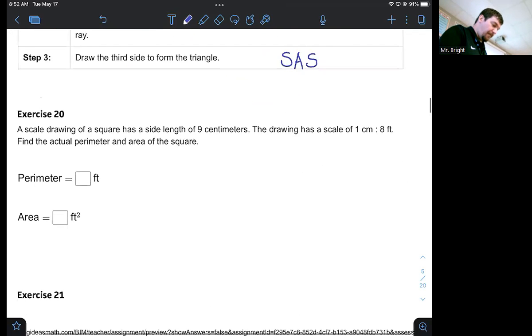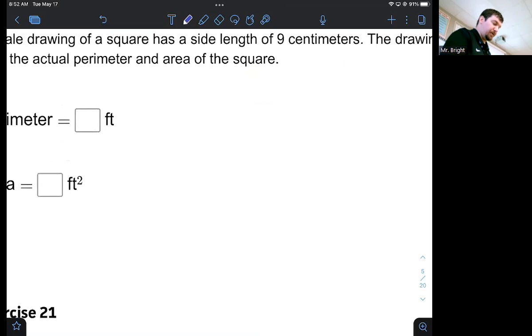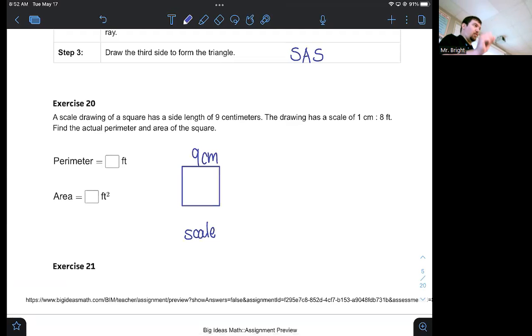All right, number 20. A scale drawing of a square has a side length of 9 centimeters. The drawing has a scale of 1 centimeter to 8 feet. Find the actual perimeter and the actual area of the square. Now, finding the perimeter and area of a square is pretty simple, but we are not finding the perimeter and area of this square. That's the scale drawing. We're supposed to find the actual perimeter and area of the real square.